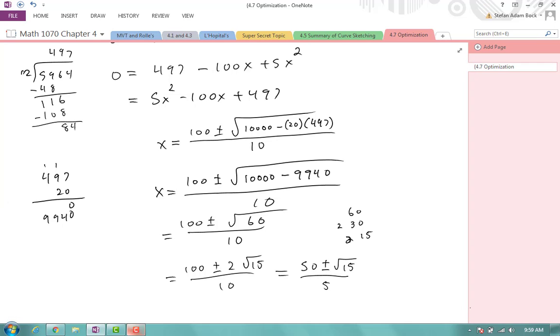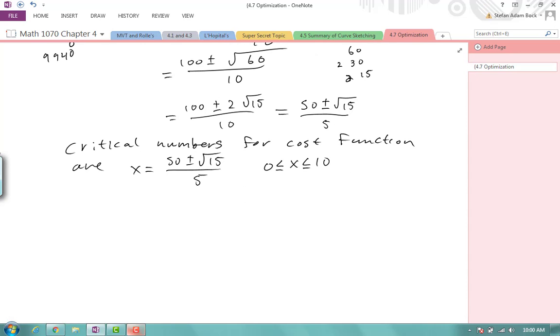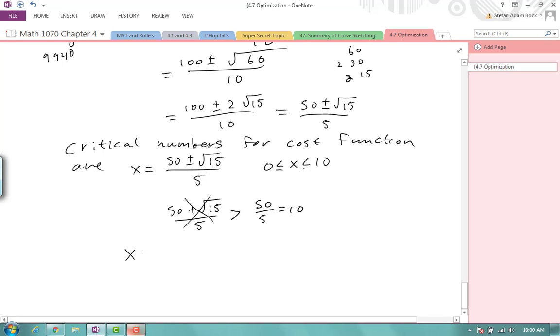What is this? These are my critical numbers for my cost function, which I was trying to optimize. Now, x had a domain from 0 up to 10. So let's see if any of these fall outside of my domain. Well, 50 plus the square root of 15 all over 5 is bigger than 50 over 5, which is equal to 10. So I don't want that one, because it's too big. It's outside of my domain I set forth for x, which means I only have one critical number here.